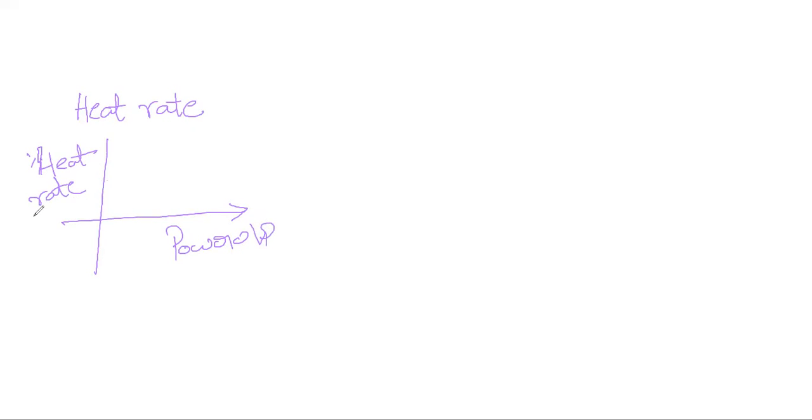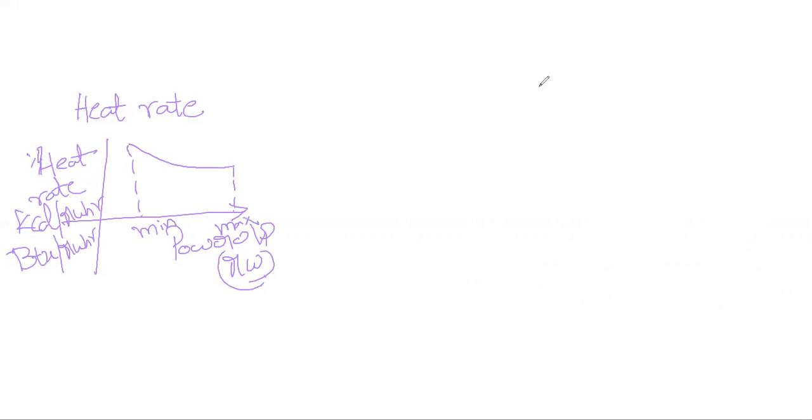The heat rate is generally expressed in kilocalorie per megawatt hour or British thermal unit per megawatt hour. The power output is expressed in megawatt. The plot will be like this. A minimum limit will be there and a maximum limit will be there.